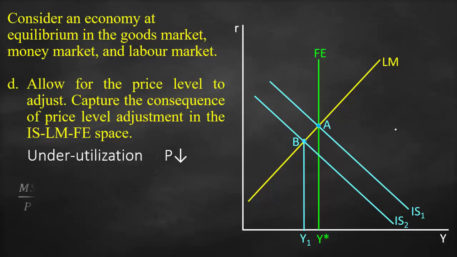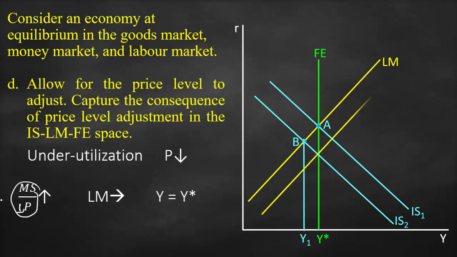Consequently, this lower price would result in a higher real money supply, because here we divide by P, so if P goes down, the whole ratio will go up. Consequently, the LM curve will shift to the right. Therefore, we will shift our LM curve to the right, so we'll discover that our LM2 will intersect with IS2 and with FE at point C, which would take us to our original full employment output, which means the new level of output is equal to full employment output, which is Y star.